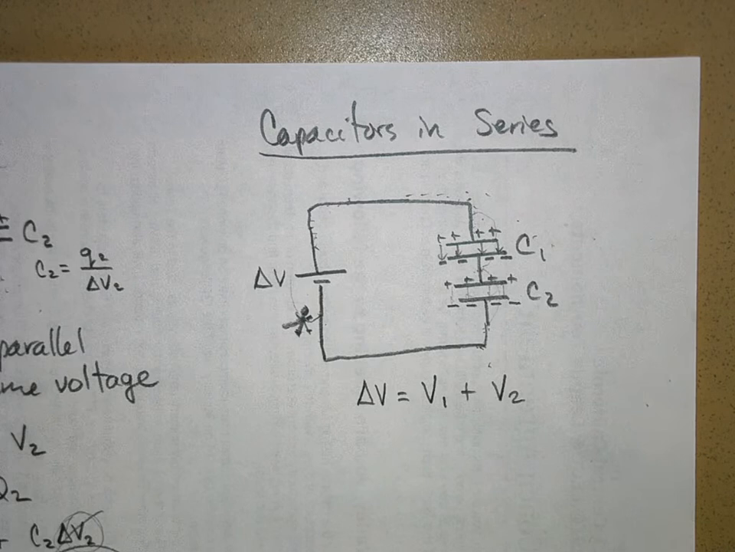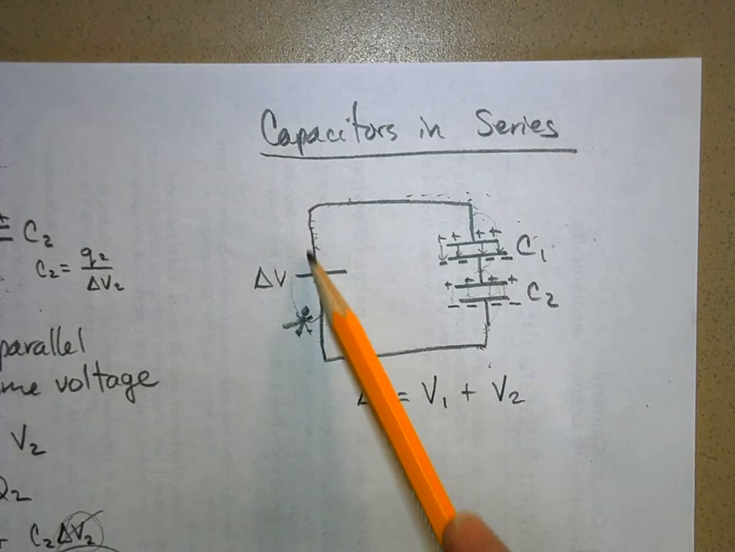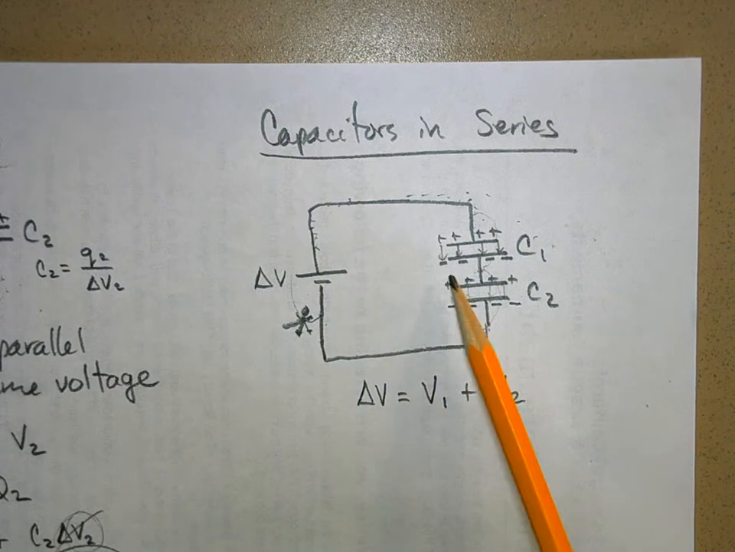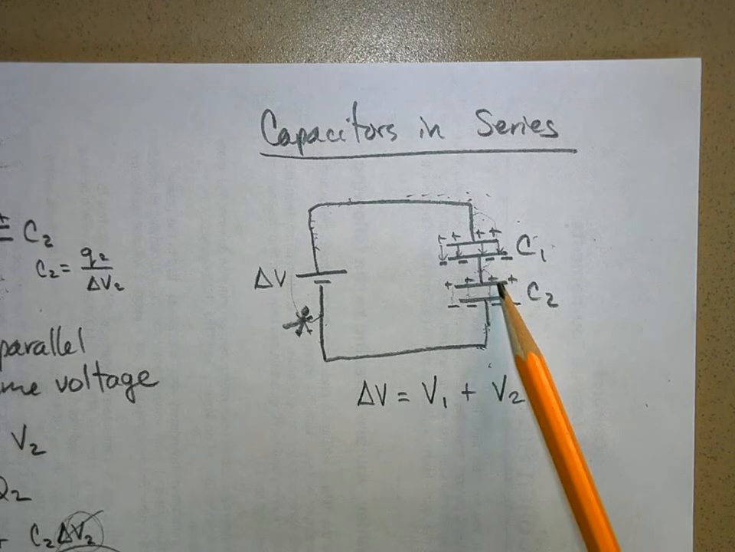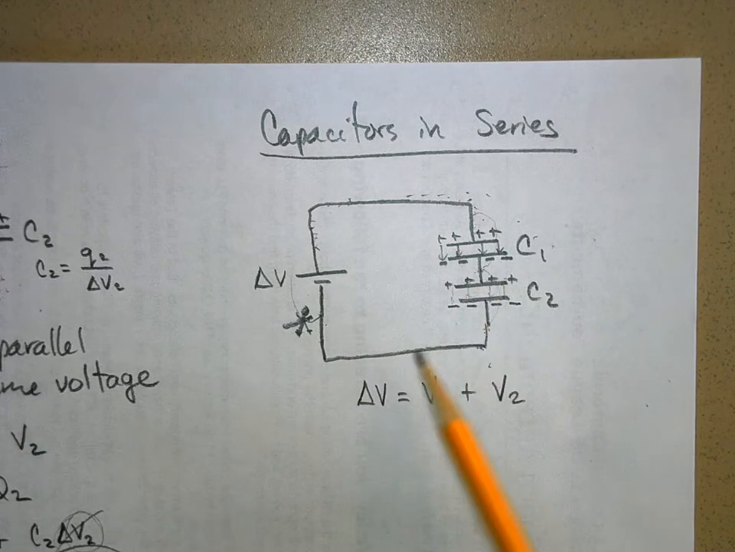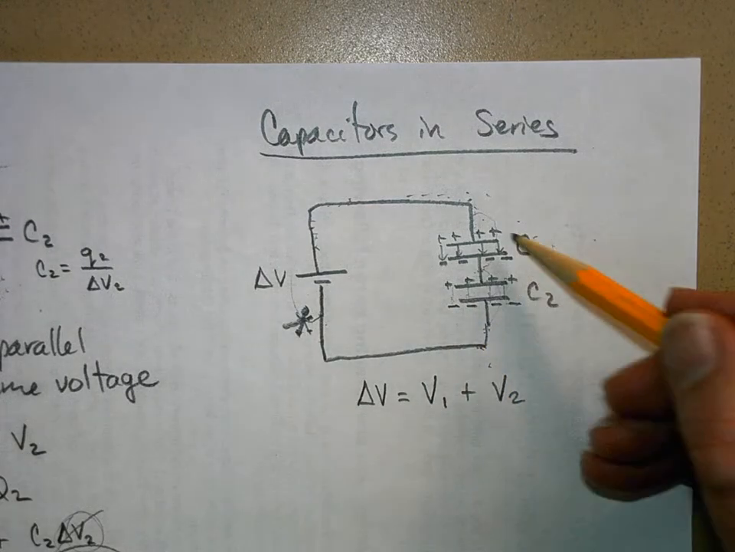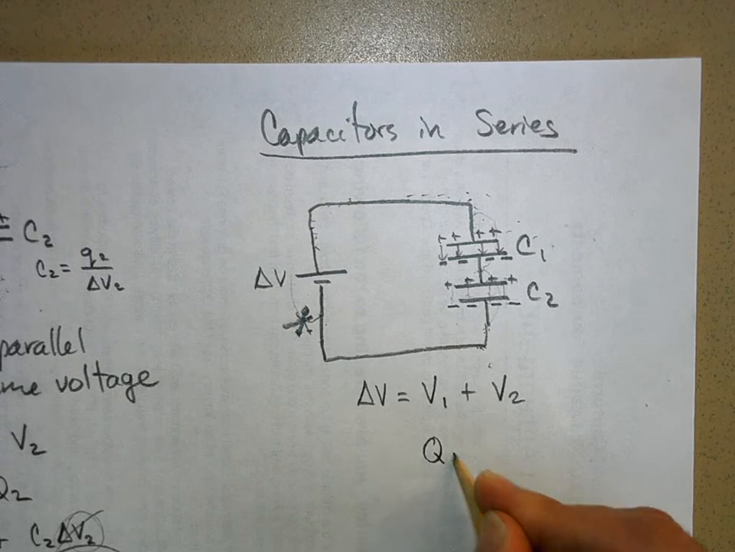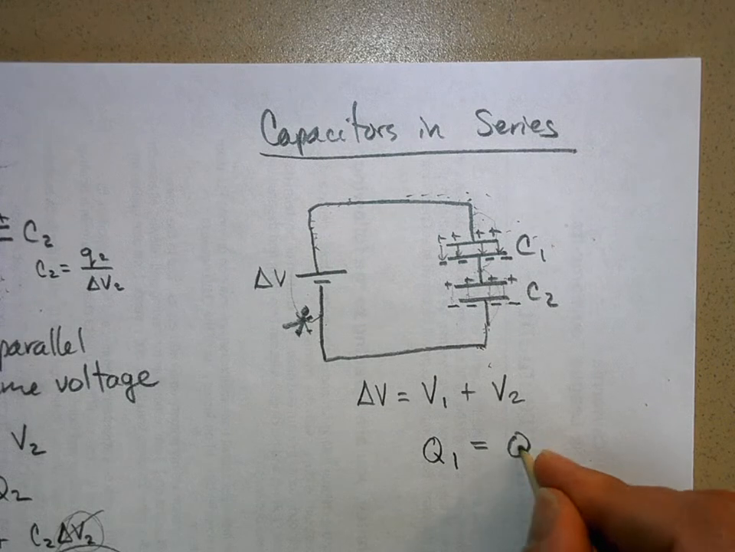Let's say that this battery was able to stuff 4 units of charge on the top plate. So what do you have on the bottom plate? 4 units of negative charge. Well, what does that do to the top plate here? 4 units. So in other words, the charge on capacitor 1, we'll call that Q1, is going to be equal to Q2. It has to be equal.